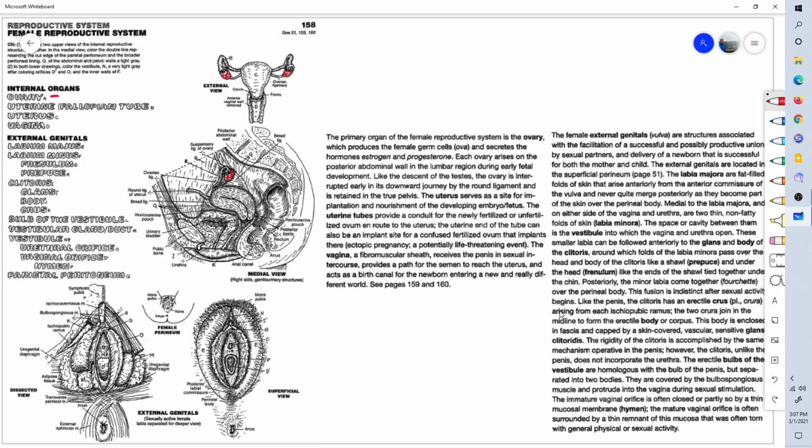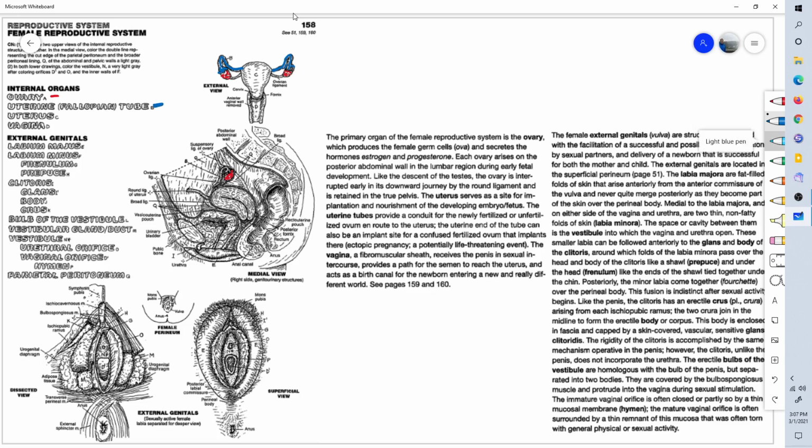So, what is that process, and what are the female organs? The ovary. The ovary is connected to the uterine or fallopian tubes. And the fallopian tubes carry the ova, the ovum. Ova is plural, ovum is singular. Into the uterus through the uterine or fallopian tubes.